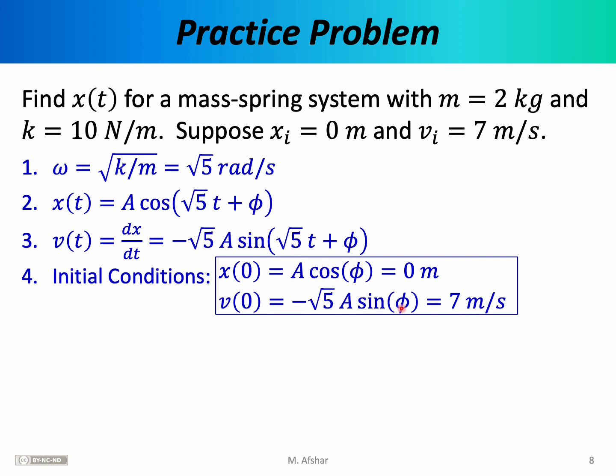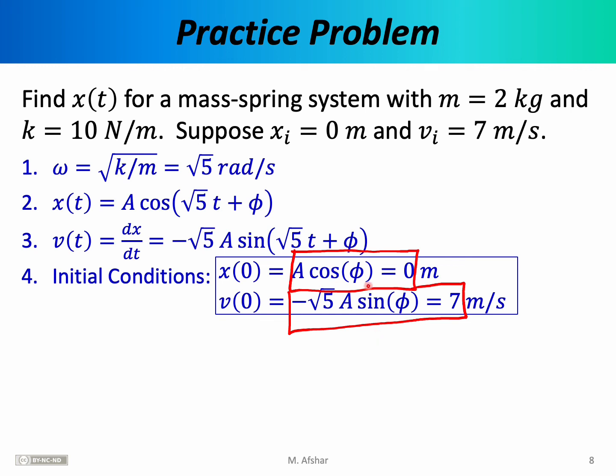According to the statement of the problem, x initial, x at time 0, must be equal to 0, so I'm going to set this equal to 0, and v initial, as in v at time 0, is equal to 7, so I'll set this equation equal to 7. So once again, I have 2 equations. Here's one equation, and here is the second equation, and I also have 2 unknowns, A and phi, so I should be able to solve 2 equations for 2 unknowns.